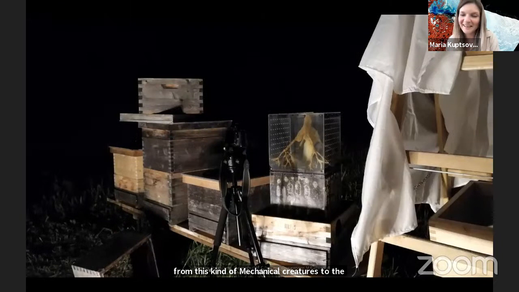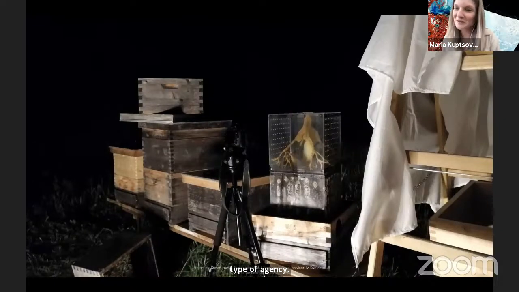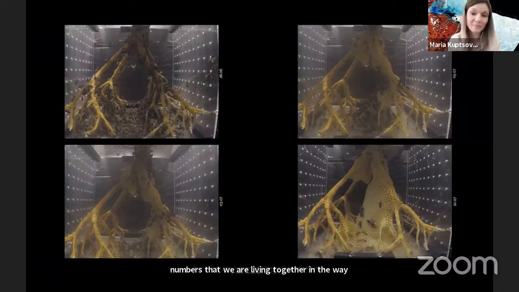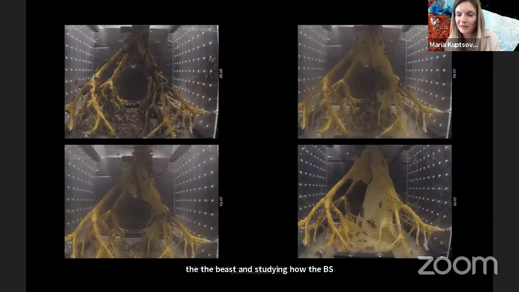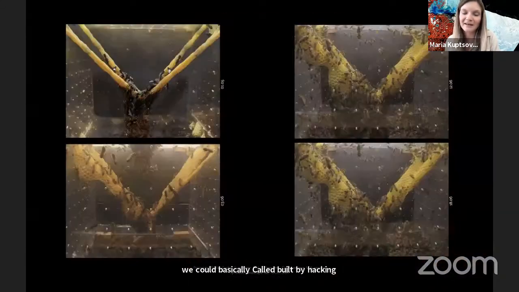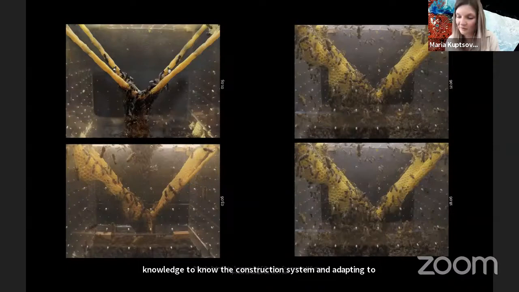Or what if we are looking into a different type of agency? Here I need to make a reference to Ahmed and to the previous presentation. We are looking at the real neighbors that we are living together with in the Alps, working with the bees and studying how the bees are capable of constructing the system, and how we could co-build by hacking their construction knowledge, the construction system, and adapting to them in order to form a new type of structure.